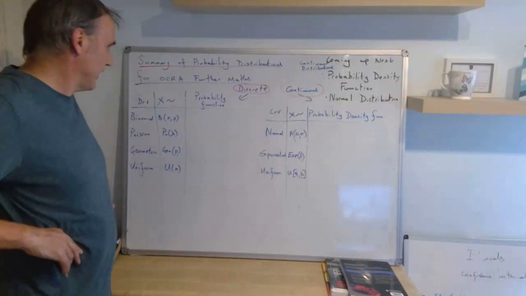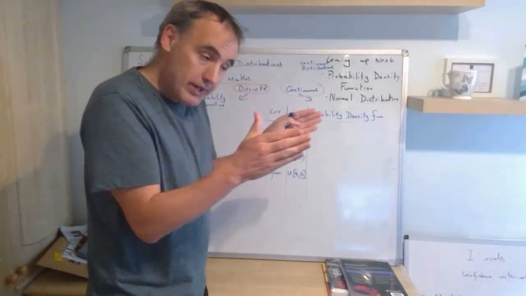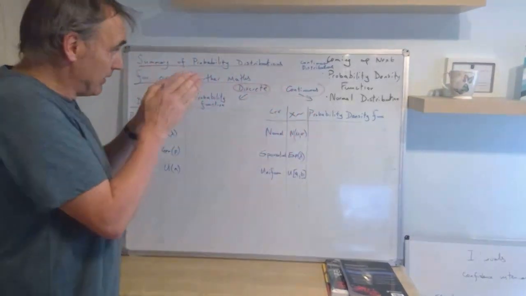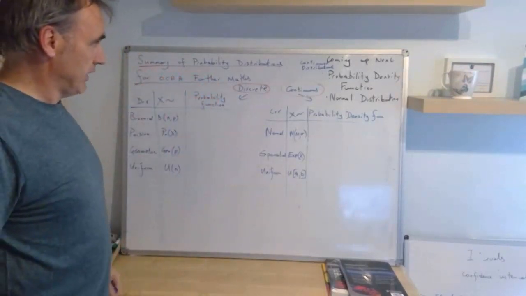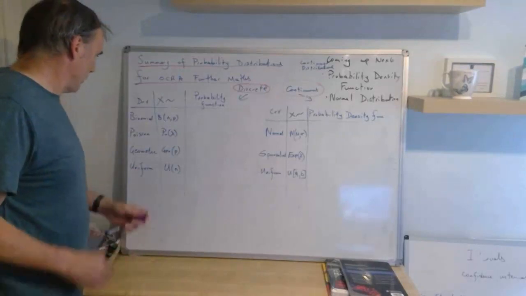Whereas a continuous variable can take a range, not necessarily every number, but it can take a number within a particular interval. So that's what we're dealing with here.